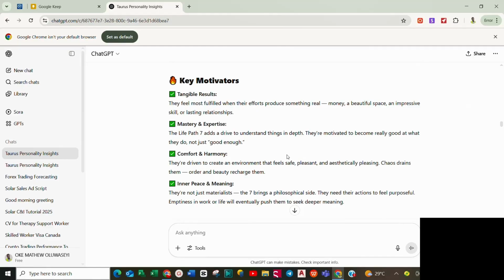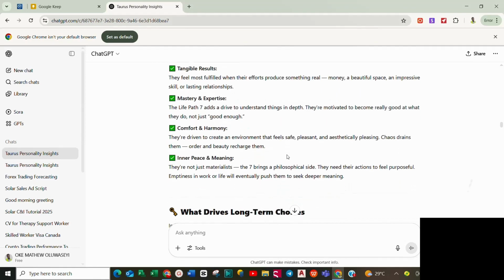So they are not just materialists. The seven brings a philosophical side, so they need their action to feel purposeful. Emptiness in work or life will eventually push them to seek deeper meaning. You know, and that's that.